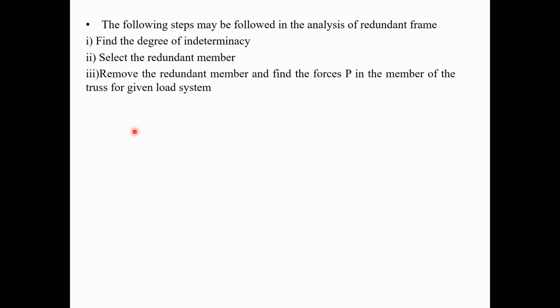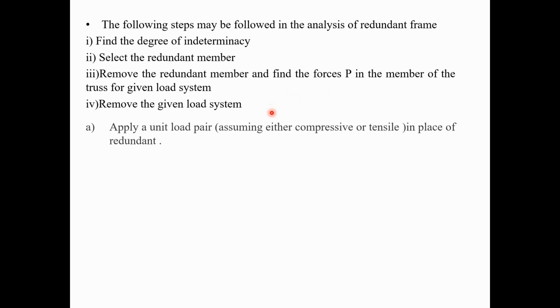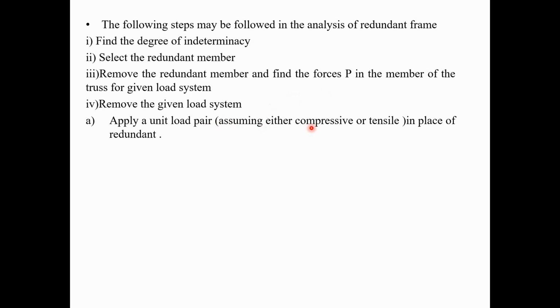There are the following steps that may be followed in the analysis of a redundant frame. First, we have to find out the degree of indeterminacy of the truss. Then after finding the indeterminacy, we have to select the redundant member in the truss structure. Now to analyze the redundant truss, we have to remove the redundant member from the truss structure and find out the P forces in the members of the truss for the given external load system. Then remove the given load system and apply the unit load pair, assuming either compressive or tensile, in place of the redundant.